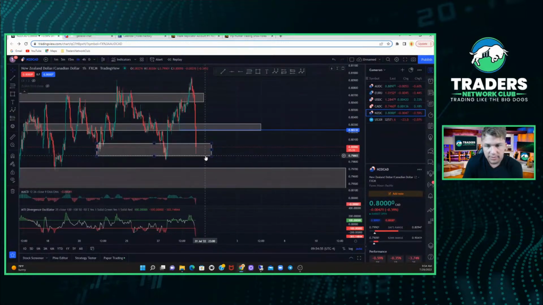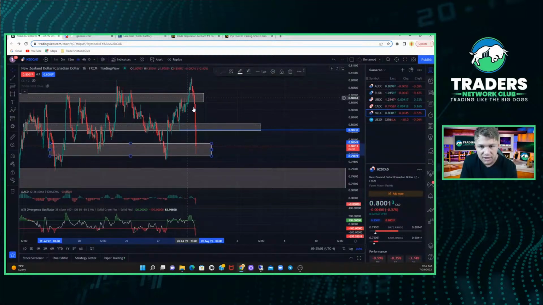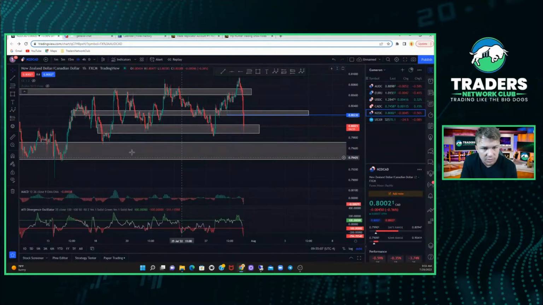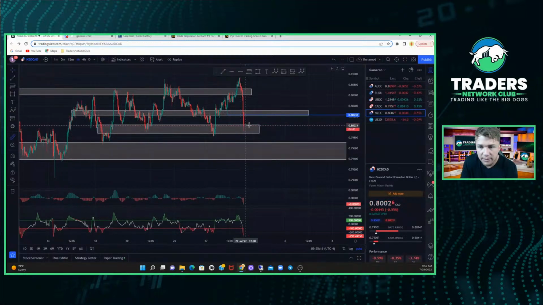When you have something like this on the New Zealand CAD, where price is coming into this previous demand zone, but it's showing you a huge falling wedge right here, we are looking for price to correct when it gets into this. But it can only correct a little bit, just to move into this little mid zone right here where I have some liquidity. That's close to 20 pips, so that's pretty tight to trade this correction. It makes me want to sell because I think price has enough momentum to come back down into this demand zone.